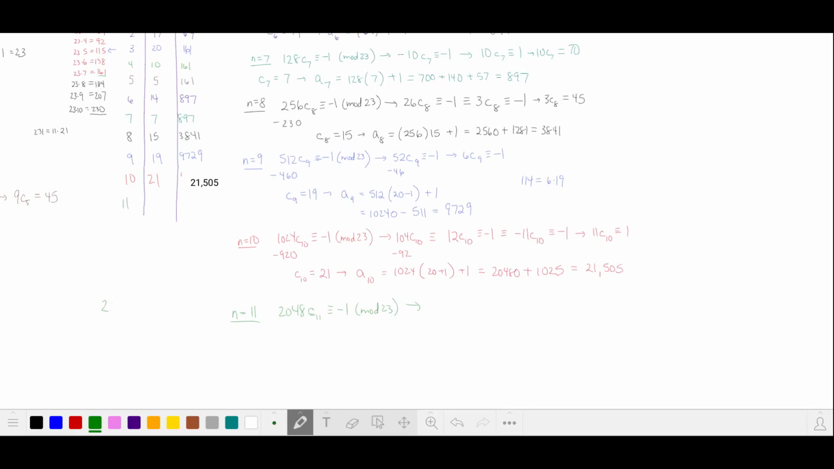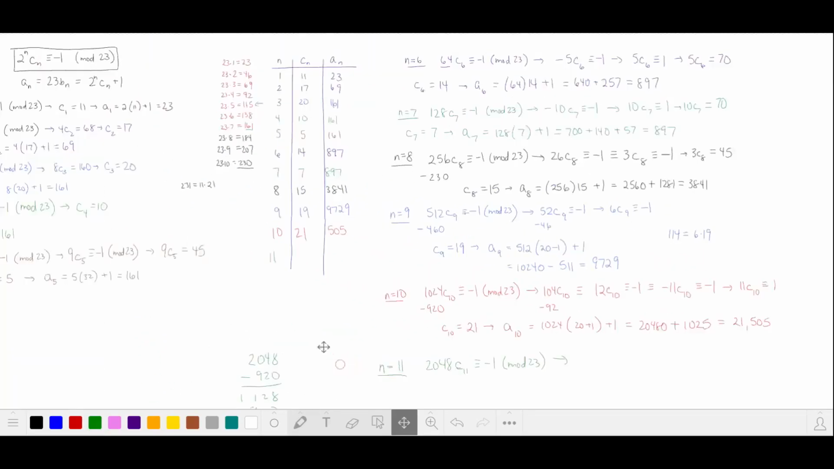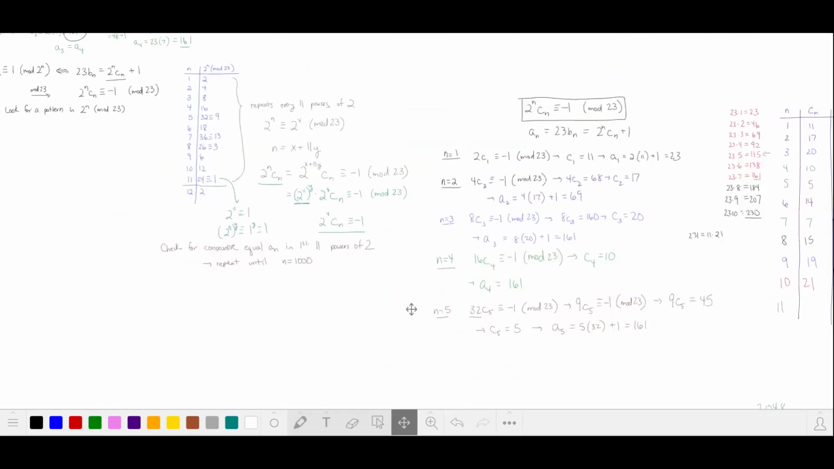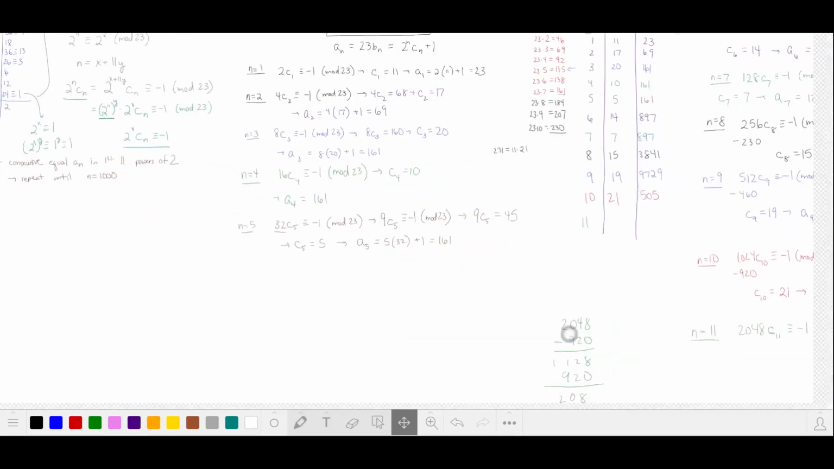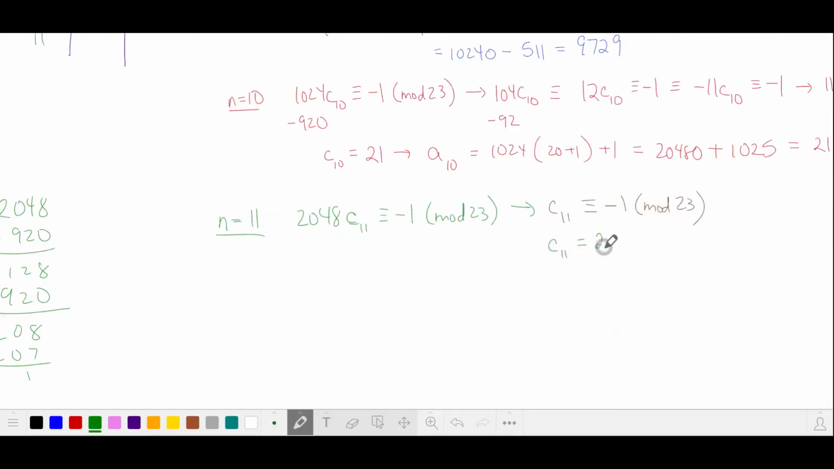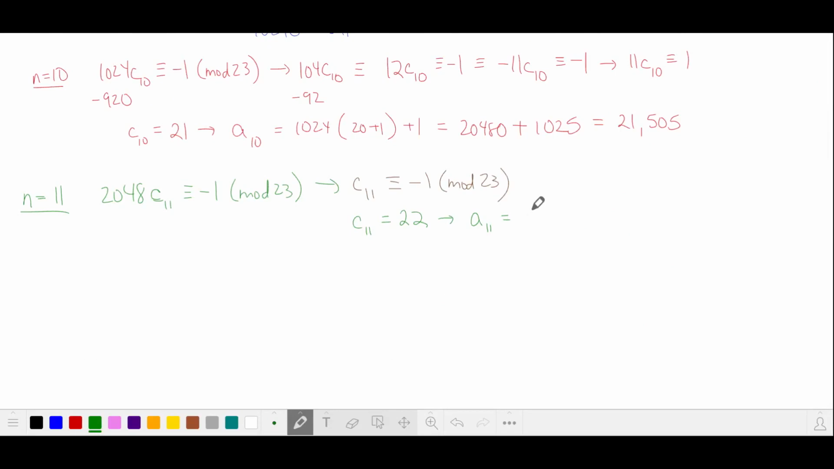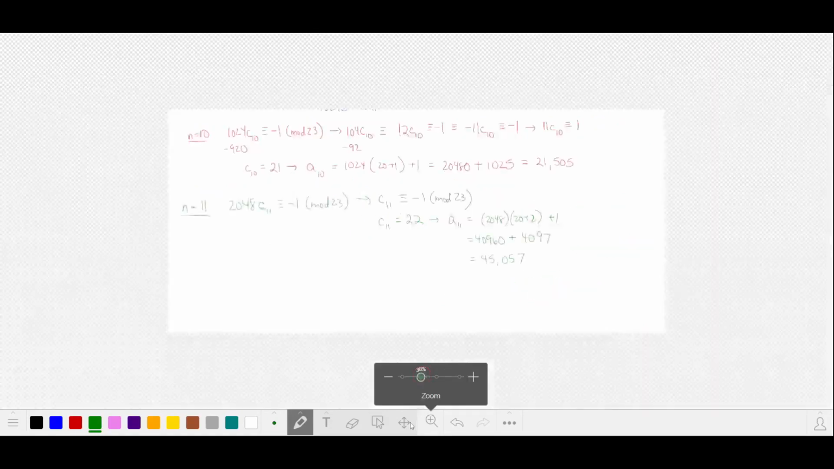And we'll do n equals 11. Let's start by taking 2048 and subtracting multiples of 23 to get the smallest residual. We'll subtract 920 and subtract 920 again. 208 looks familiar, so we can subtract 207, and we find that 2048 is equivalent to 1. Actually, we had that earlier, didn't we? 2 to the 11th power was equivalent to 1. I could have just referred to this table. So C11 is equal to 22. So we'll calculate A11, which is 45057. Put this back in our table.